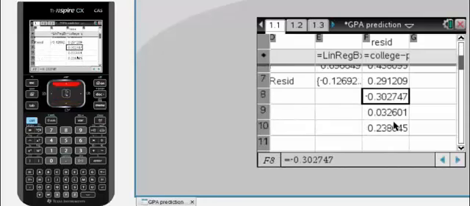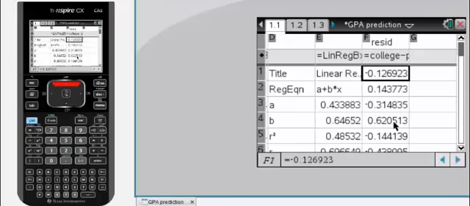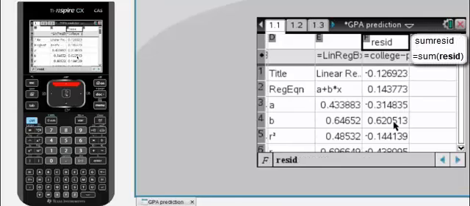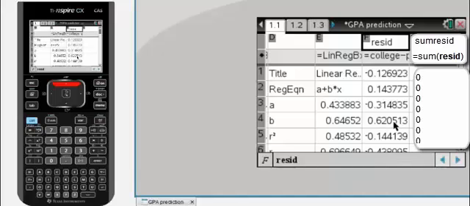And keep in mind, remember the sum of them all would be 0. And I think if I summed this, I think I did that before, and it came out to 0.000002. But that's just because of rounding. It should always be 0.